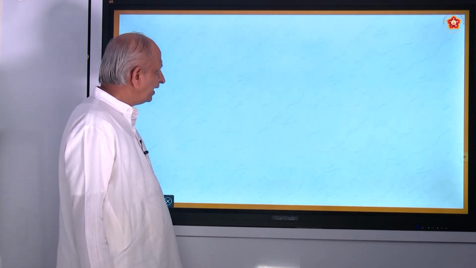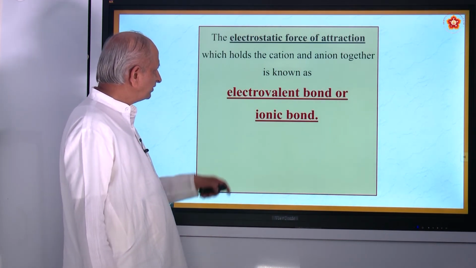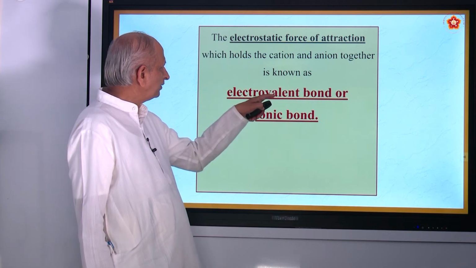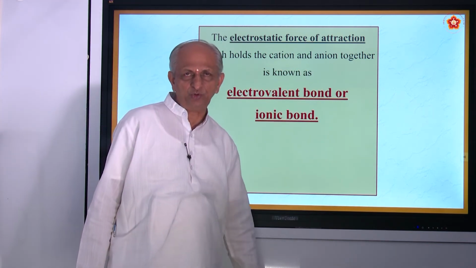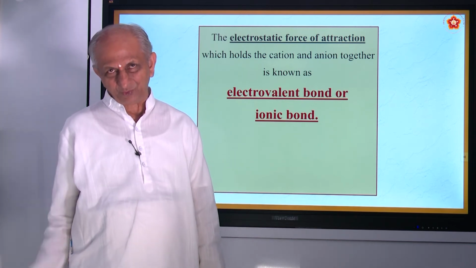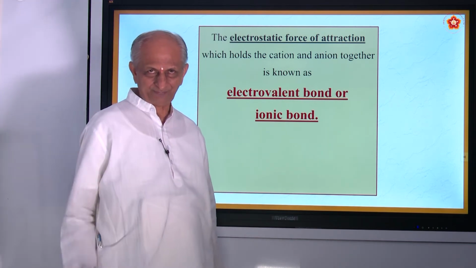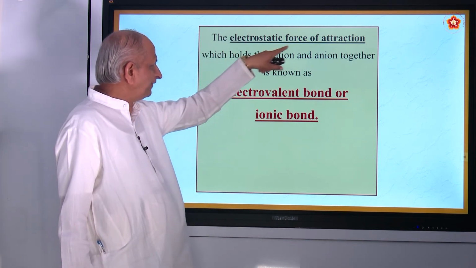Okay, and then we will see some more examples. So this bond is called electrovalent bond. The electrostatic force of attraction. Now a doubt will arise. Why do they attract? Why does sodium attract chlorine? The reason is there is a force of attraction.